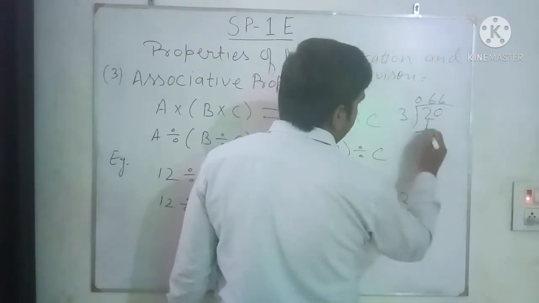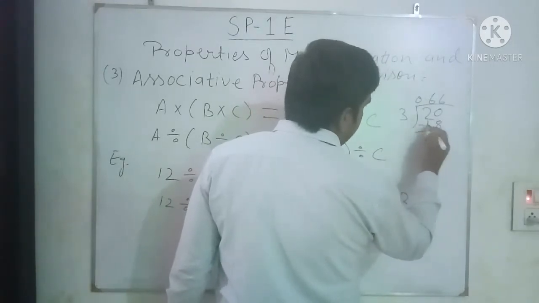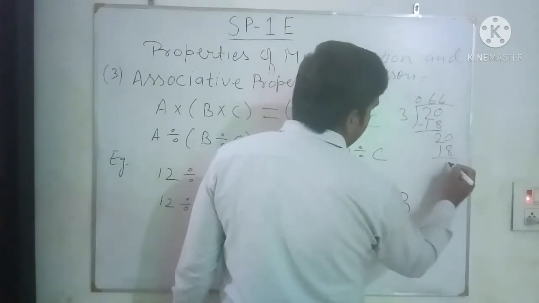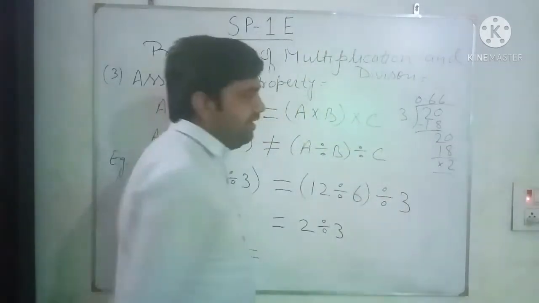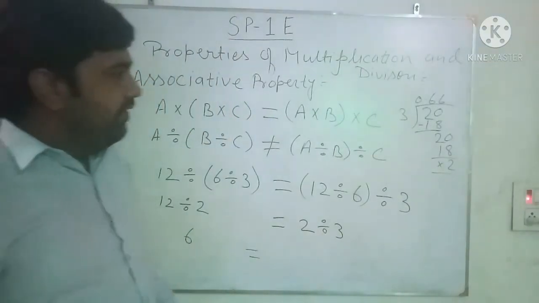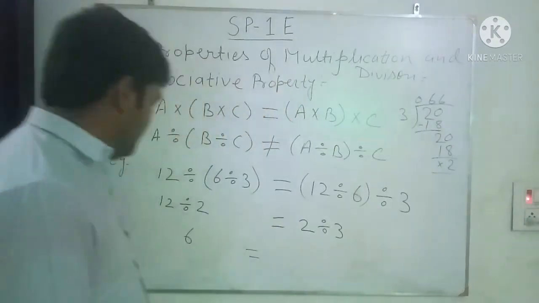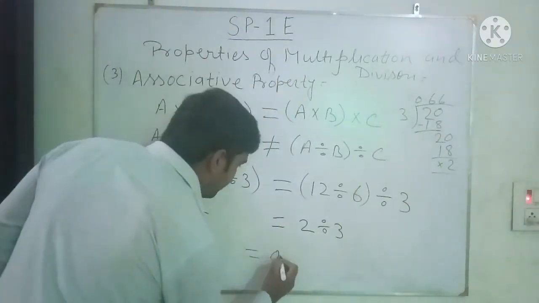Three 6s are 18. Here we take 18. Now again 2 is the remainder. Again we take 3 6s are 18. So the division will never end. It is a non-terminating division. Every time you will get the remainder 2. So we stop at the second decimal place, 0.66. So here the result we got is 0.66.